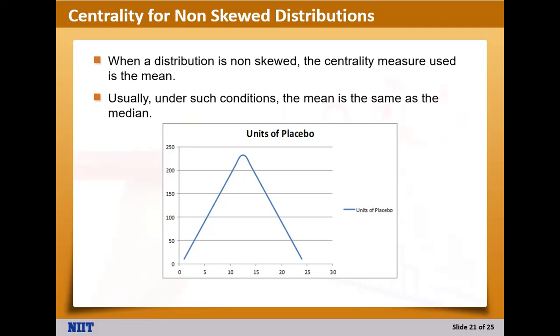Then usually under such a condition, where we don't have skewness, the mean is equal to the median, so the two of them are the same. Though this is not a normal distribution, because a normal distribution would look like a bell shape, from the diagram here, though it's not bell shaped, there's no skewness in the graph. So we use the mean as the centrality measure. Though the mean and the median are the same, you use the mean. So that is the first one.